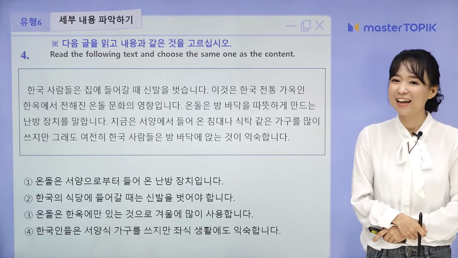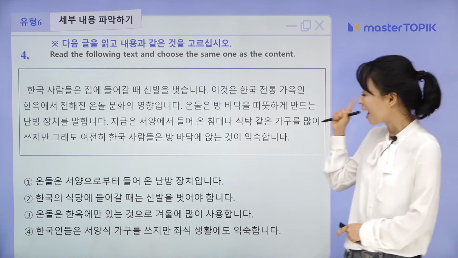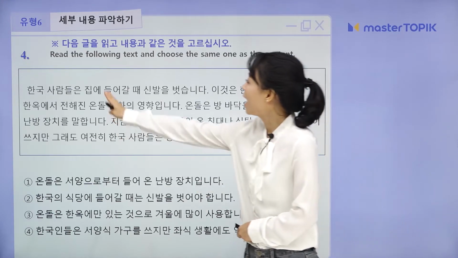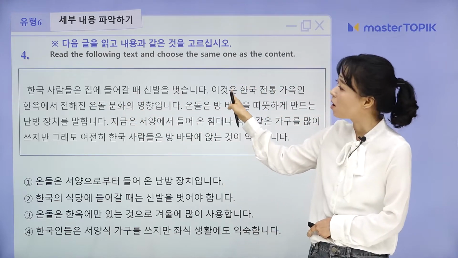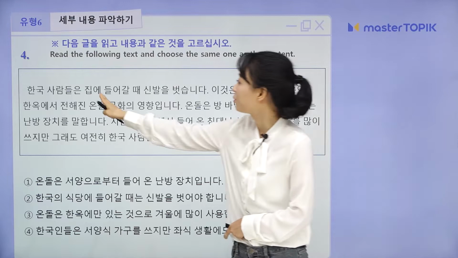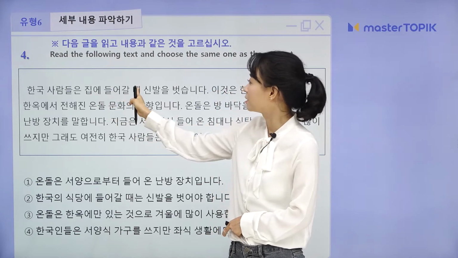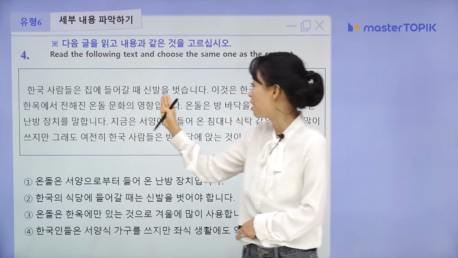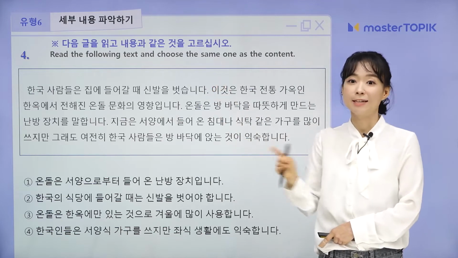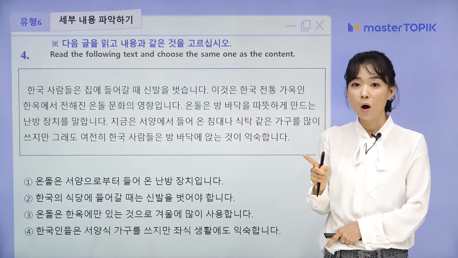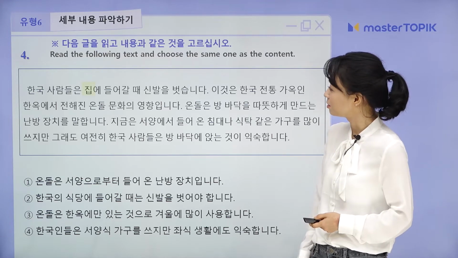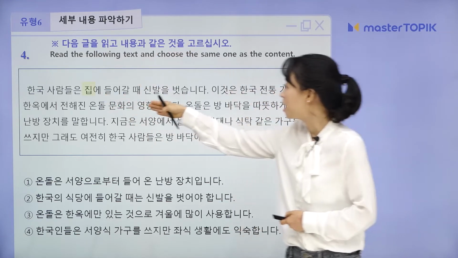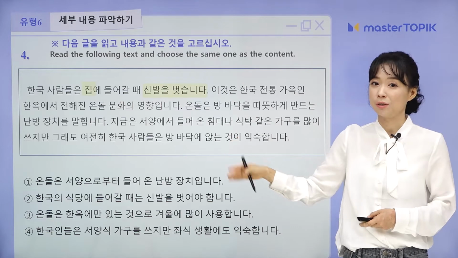Then let's read the question. 한국 사람들은 집에 들어갈 때 신발을 벗습니다. So Korean people, when they enter the house, take off the shoes. Oh, yes. So what's the keyword? When they enter the house, they take off the shoes.